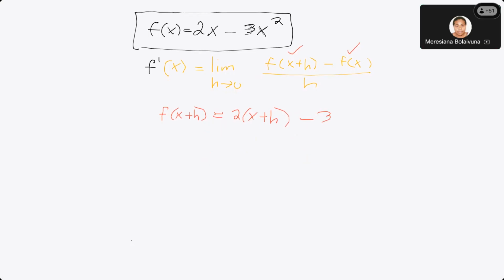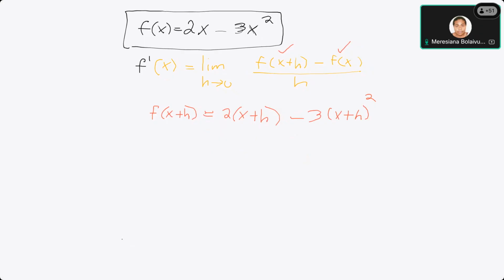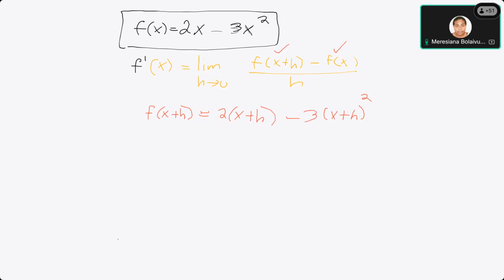And as long as you have a power, you have to expand. I want you to expand this. F of x plus h is equal to 2 into x plus h minus 3 into x plus h squared. I'll give you about 2 minutes to expand this so that we get the equation for f of x plus h. Can you do that now?